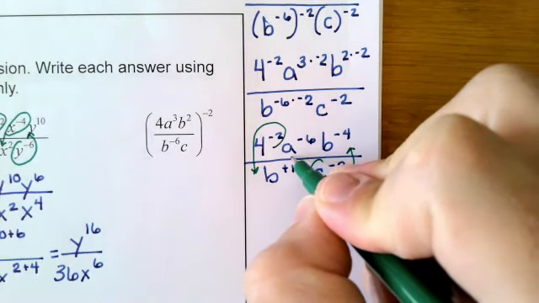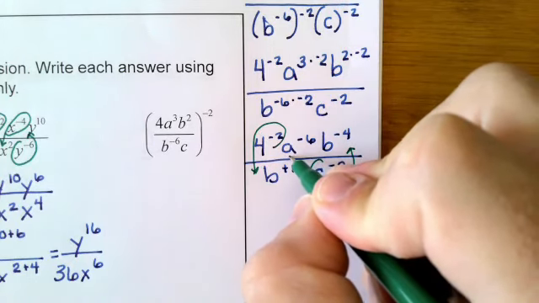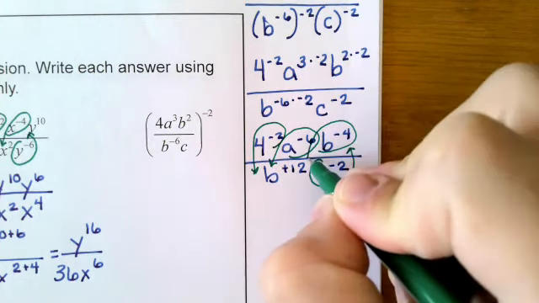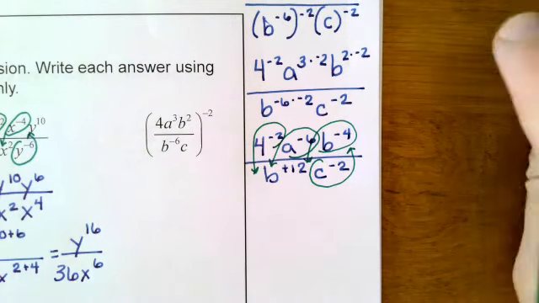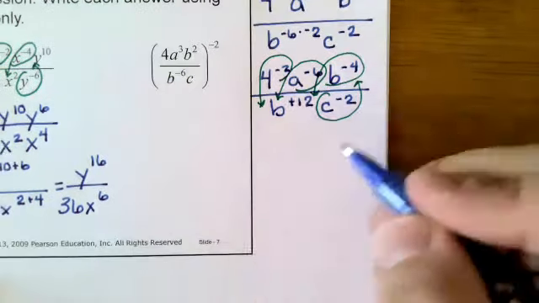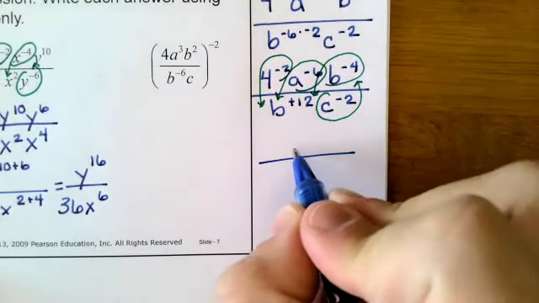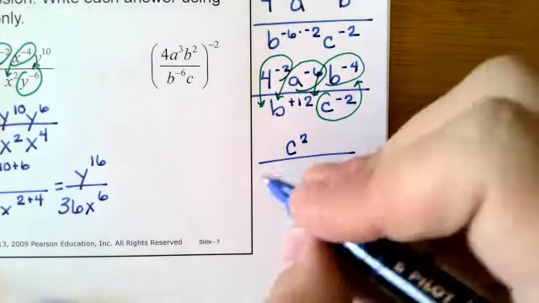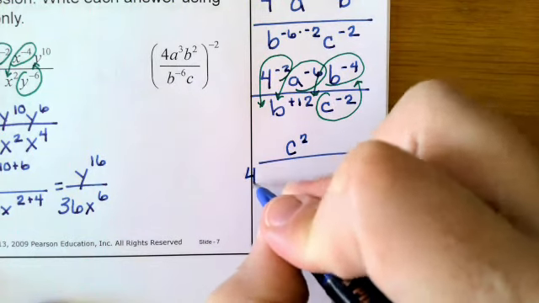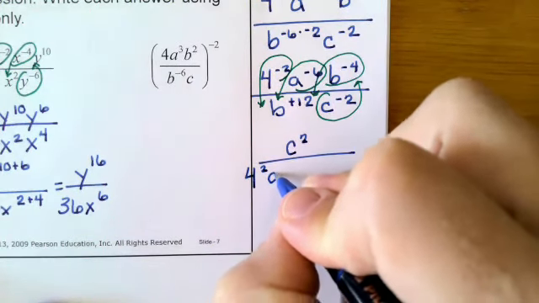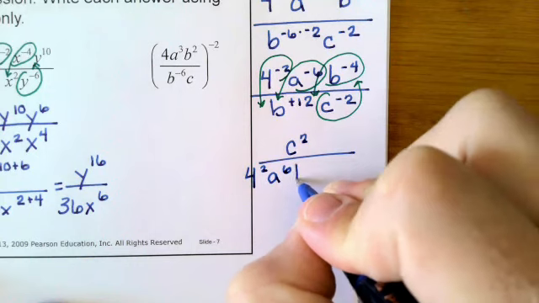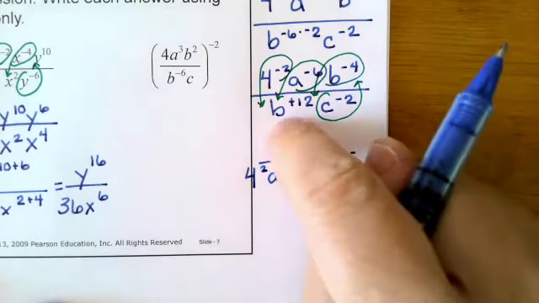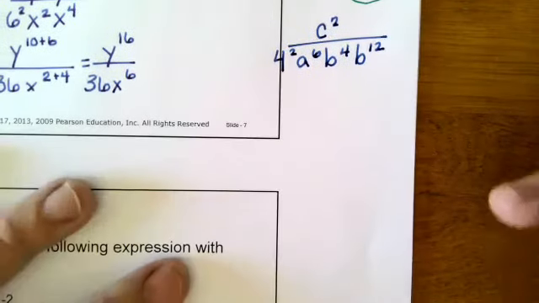Ooh, everything on top has to go down. All right. So on top, all we will have is that c squared, okay? Down here we have 4 squared, a to the 6th, b to the 4th, and the original b to the 12th that didn't move. Okay, now we're just going to simplify this.